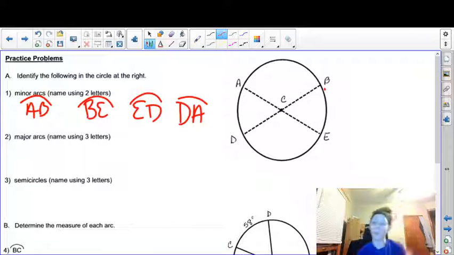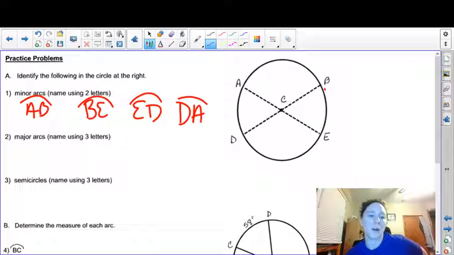Now, I can also go the other way. I could have, instead of A to B, I could have B to A, but it's the exact same arc. It's just in a different letter format. So again, same thing, just slightly different. Next, we're going to talk about a major arc. Major arcs are more than 180. So if I see, say, A to E is a semicircle, I have to be bigger than that. So I'm going to say A to E to D.